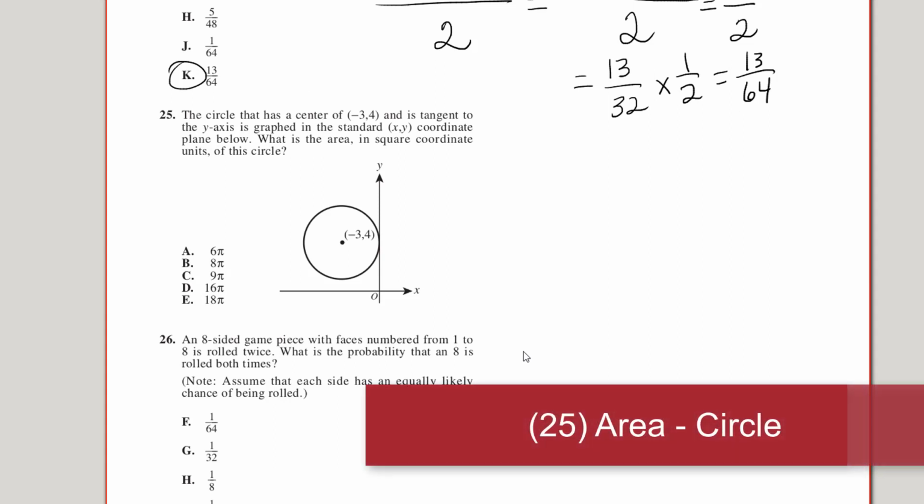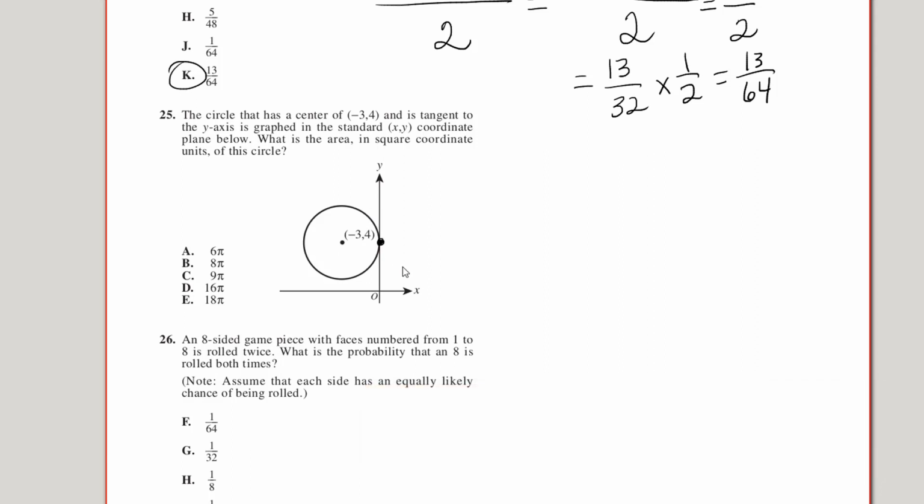25 is the circle that has a center of (-3, 4) and is tangent to the y-axis. Tangent meaning it touches at one point right there at the y-axis. It is graphed in the standard xy coordinate plane. What is the area in square coordinate units of this circle? So let's remind ourselves the area of a circle is equal to pi r squared. We need to know that.